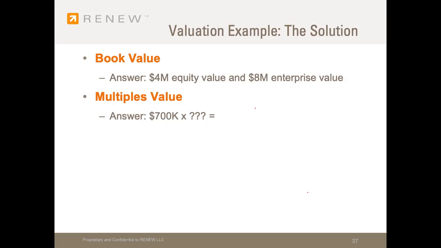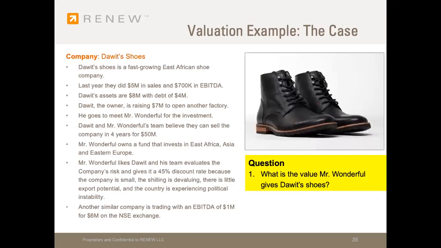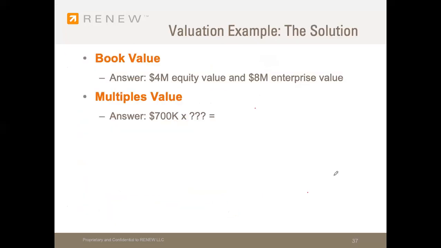But if we want to just be real practical with it, we could say, okay, fine. What did we say Dowett's revenue was? Dowett's revenue was 5 million. He's doing 700,000 EBITDA. This company's pretty darn close on the Nairobi Stock Exchange. They're doing 1 million EBITDA. Okay, let's give Dowett 6, just for the fact that Mr. Wonderful really likes him. So the value for Dowett using the multiple method would be 4.2 million. That's 700,000 times 6 equals 4.2.